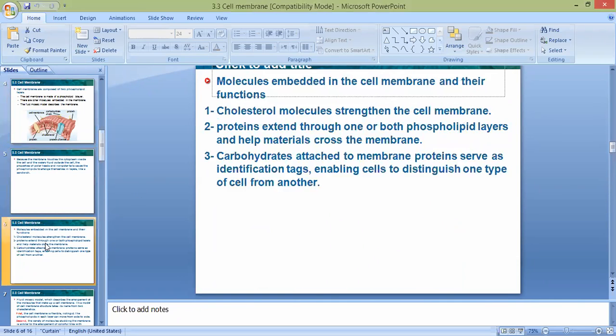Now, what are the functions of each molecule in the cell membrane? First of all, the cholesterol. Cholesterol molecules strengthen the cell membrane. Proteins extend through one or both phospholipid layers and help materials cross the membrane. So as we said, transport proteins.